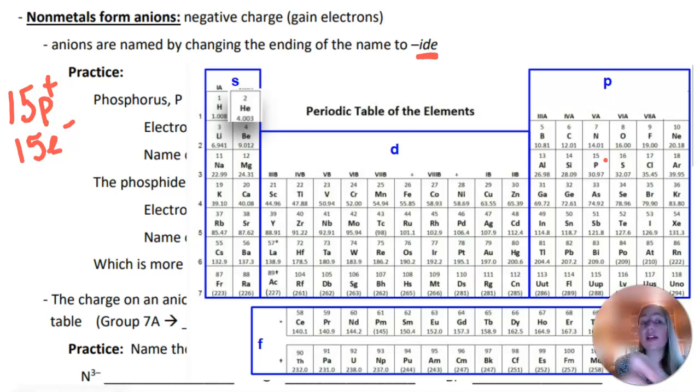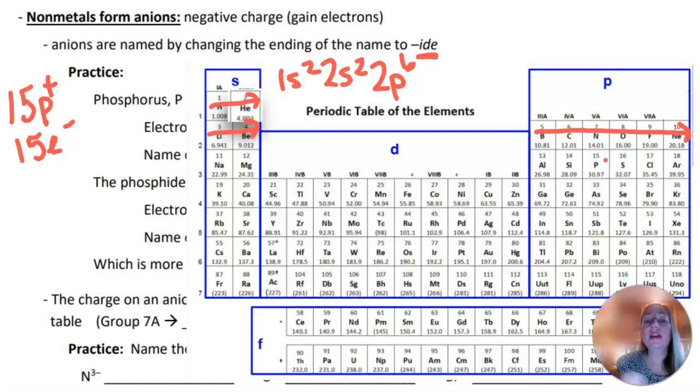Okay, so let's write its electron configuration. We've got 1s2 and then 2s2. And then here we've got filled the 2p6, and then we'll fill the 3s2. And then we'll fill the 3p to 1, 2, 3 electrons.